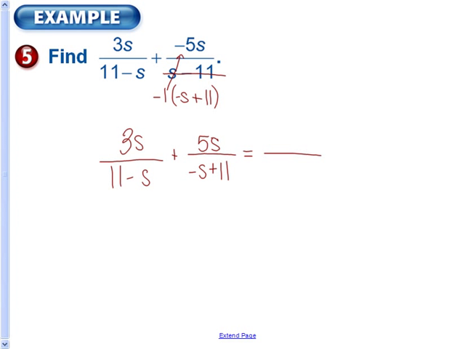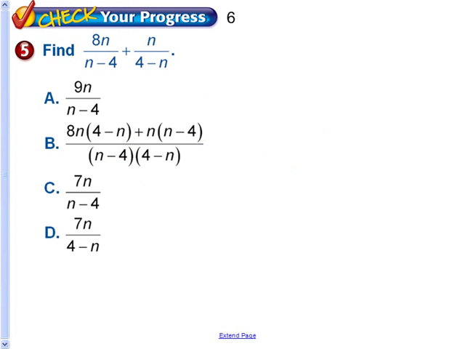Okay, so the denominators are the same, even though that they're written backwards. And then the numerators are 3s plus 5s, which is 8s. There's nothing else we can do to reduce, so that's our answer. And then go to your left page and try that problem.